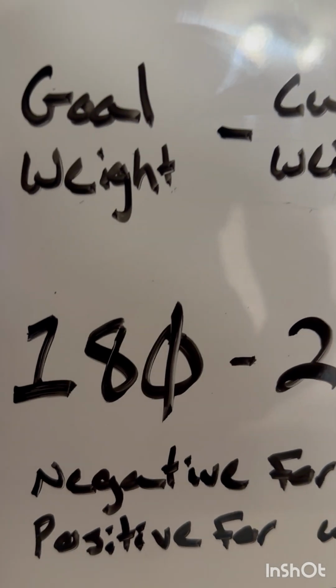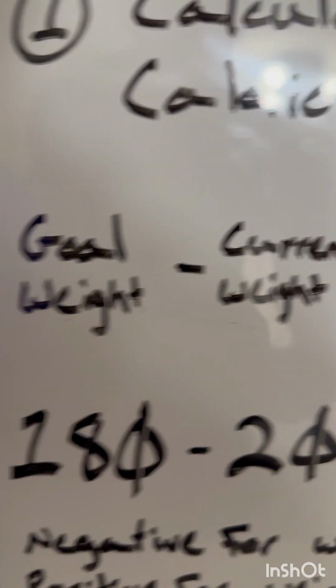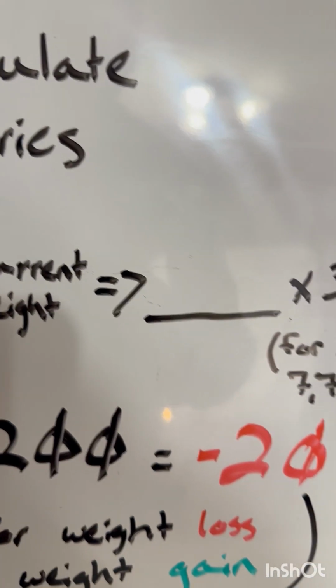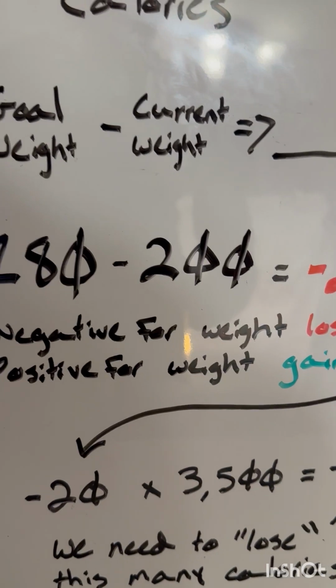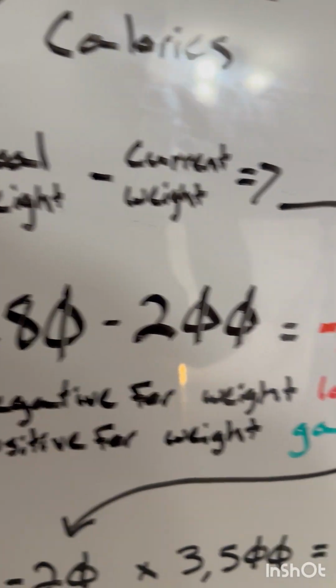So here's an example. Let's say our goal weight's 180. Let's say our current weight is 200. We're gonna take that, subtract 200 from 180, we get negative 20. So if you get a negative number and you're trying to lose weight, that's correct. It's gonna be positive for weight gain.